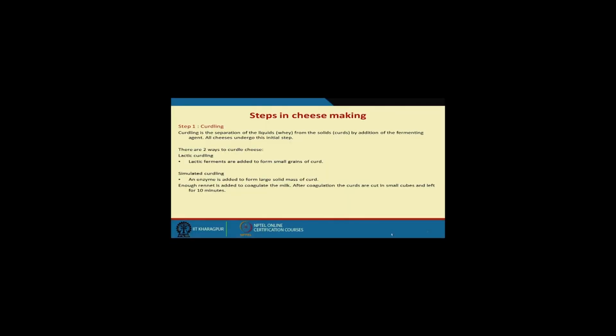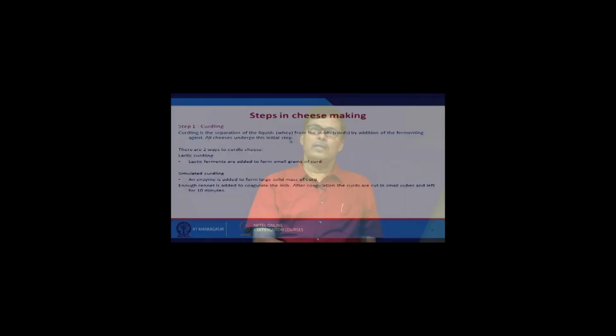Now if you look at step 1, that is the curdling process, what you call the curd making process. I told you that first you have to pasteurize the milk, and pasteurization is a process through which you can kill the pathogenic organisms. Curdling is the separation of the liquid from the solid by addition of a fermenting agent, and all cheese undergoes this initial step. So curd making is the initial step of the cheese making industries.